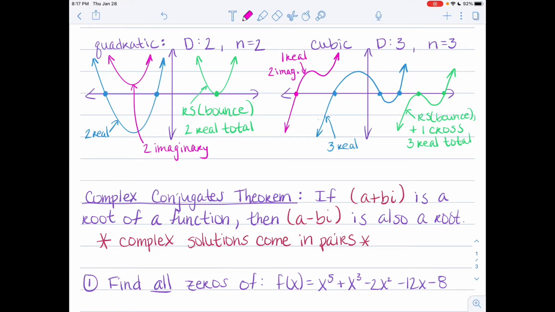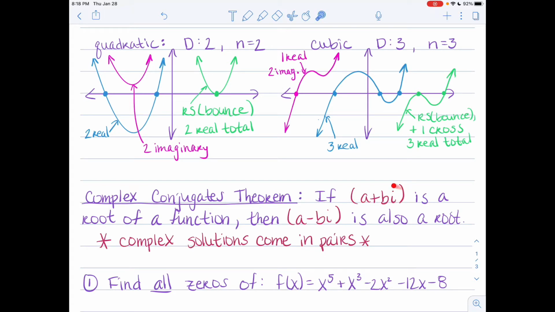Next, I want to introduce you to something called the complex conjugates theorem. Remember that in the last lesson, we talked about irrational conjugates, things where we had a positive and a negative with a radical or a square root sign. Now we're going to talk about something similar, but with complex numbers, things that have the imaginary unit involved.